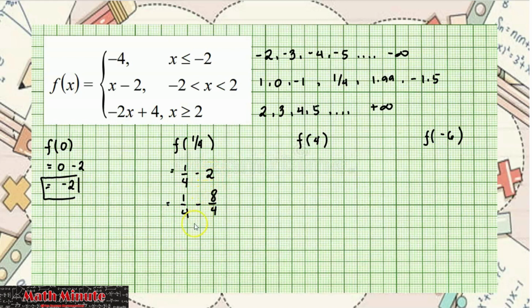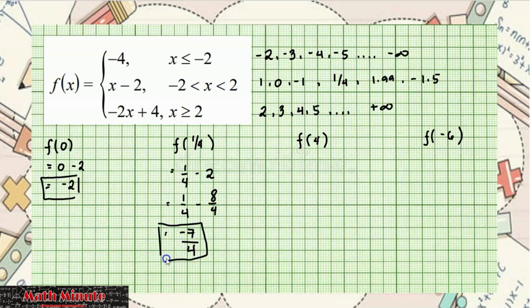The purpose of this one is for you to be able to subtract the fraction here, because in subtracting or adding fractions, your denominator should be the same. Next will be subtracting the numerators. So 1 minus 8, that will be negative 7. Then we just need to copy the denominator. So meaning f of 1/4 is equal to negative 7 over 4.